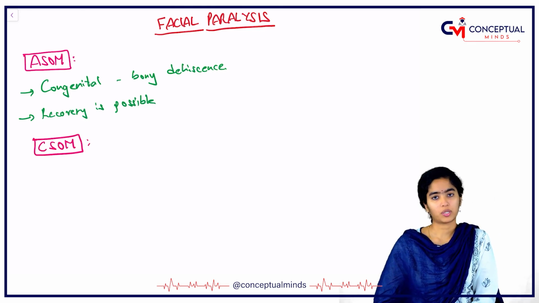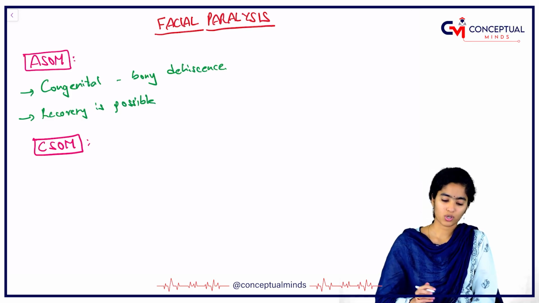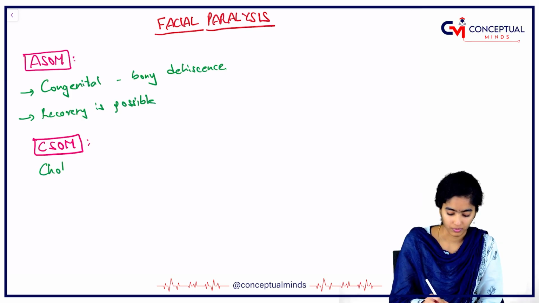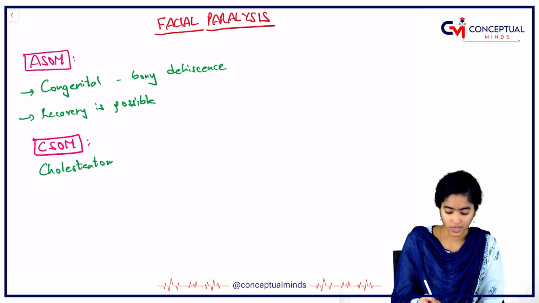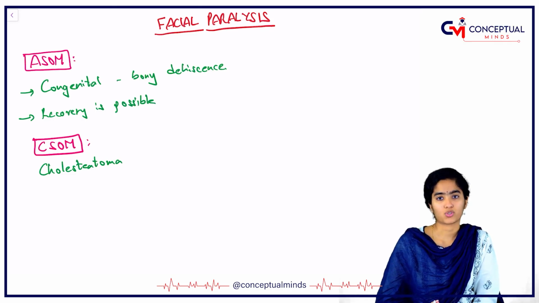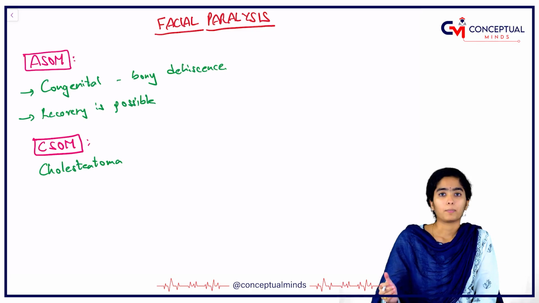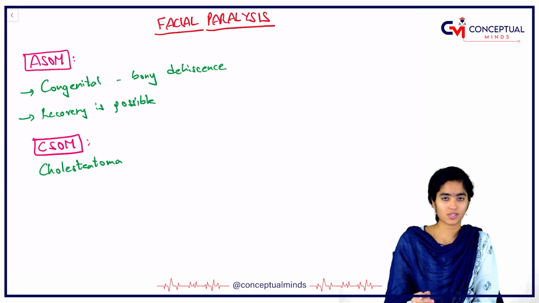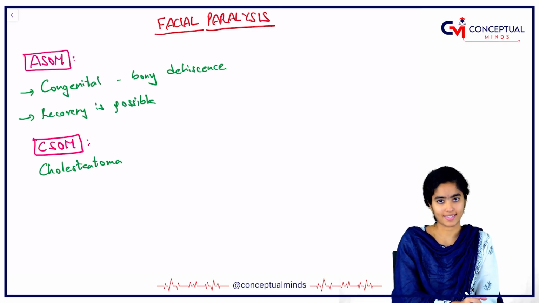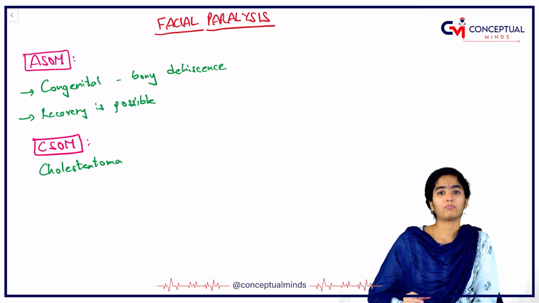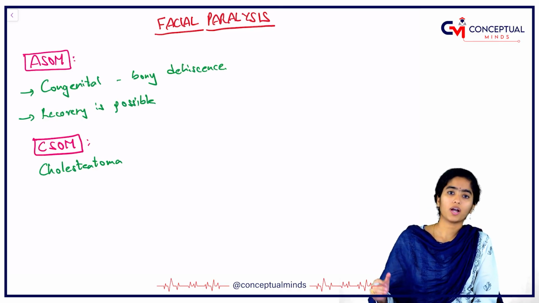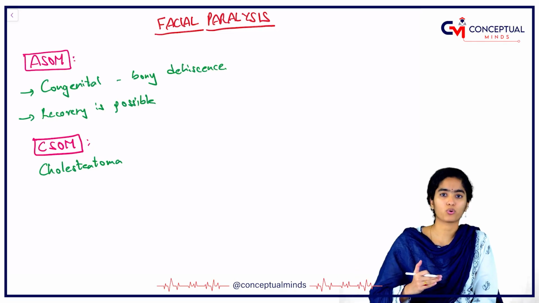Now in CSOM, facial paralysis can occur mostly because of a cholesteatoma. Cholesteatoma destroys all the surrounding structures. It destroys the bony canal first. Now in ASOM it usually occurs if there is a pre-existing bony dehiscence. But here, even without dehiscence, it's possible that there occurs hyperemic decalcification and the facial nerve is involved. But in CSOM, even when the bony canal is intact, cholesteatoma can destroy the bony canal and expose the facial nerve.